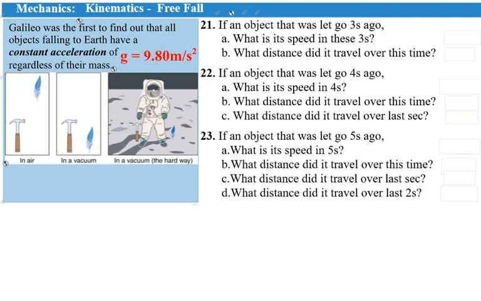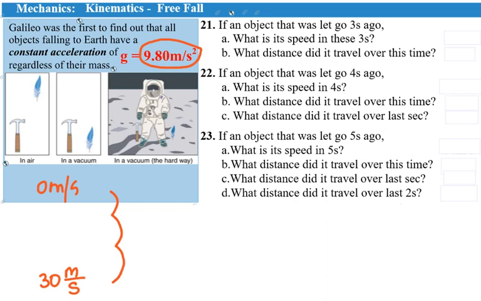So what we're going to look at is question number 21. If an object was let go 3 seconds ago, what is its speed in 3 seconds? And when I say let go, it means initial velocity is 0. So if you let something go at 0 meters per second and it flies for 3 seconds, its velocity in 3 seconds is 30 meters per second, and I round my acceleration due to gravity to 10 meters per second squared.